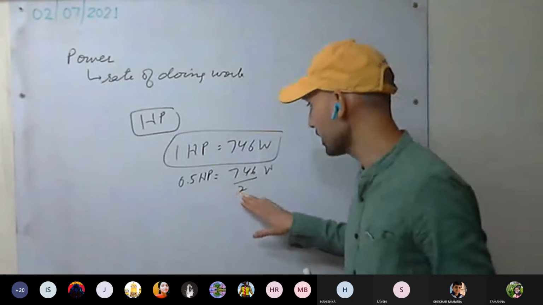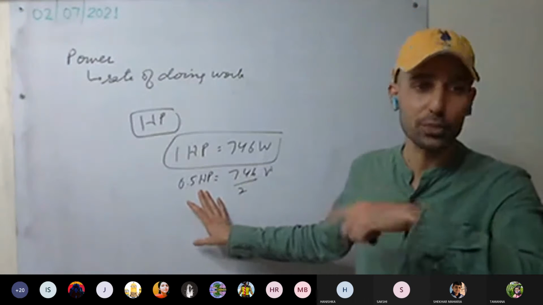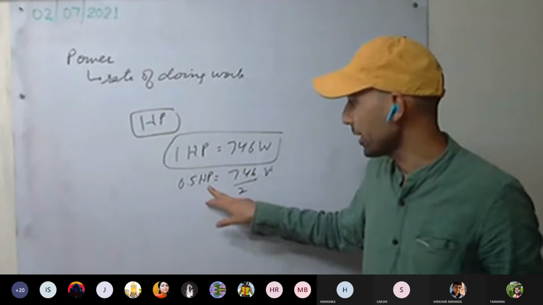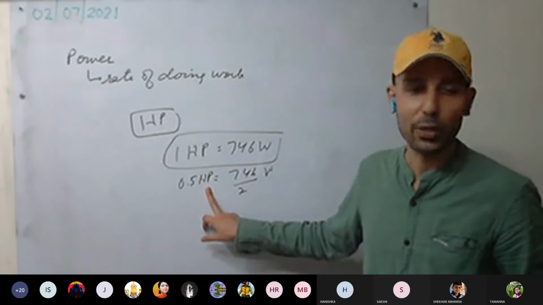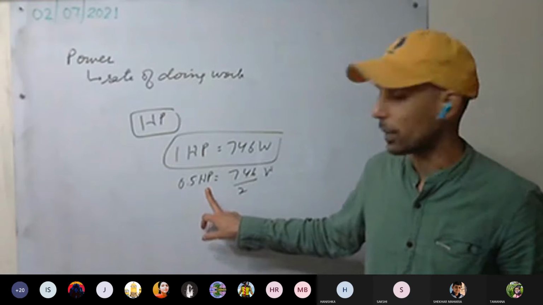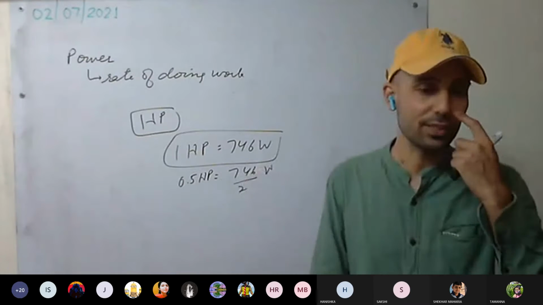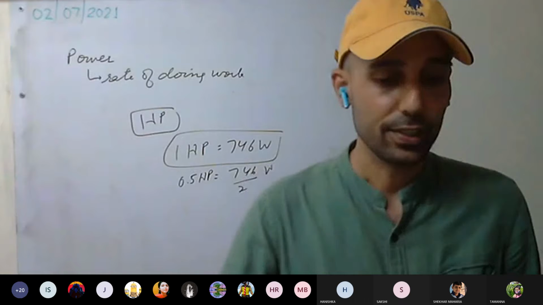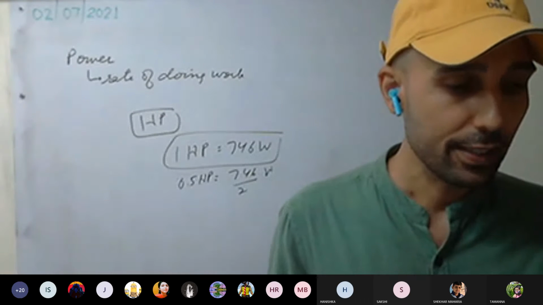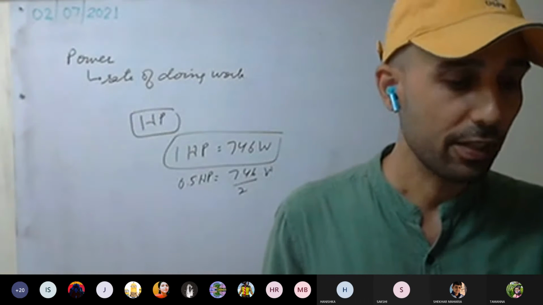At home, that booster water pump is mainly rated as 0.5 HP. Mainly of 0.5 HP we use, half of the horsepower. So its power is how much? 373 watt. Okay, so power is clear. You can compare the difference between work and power.